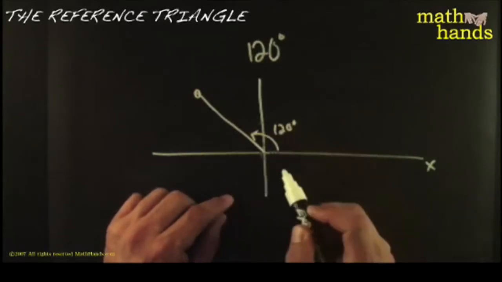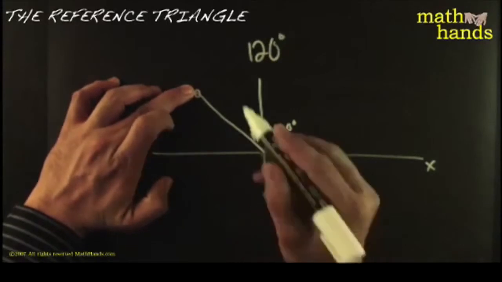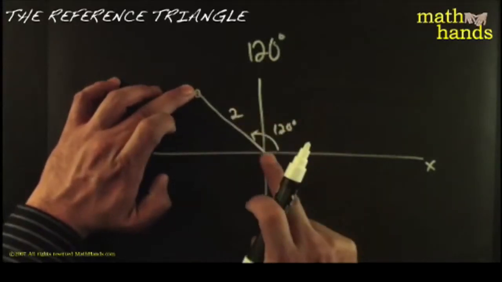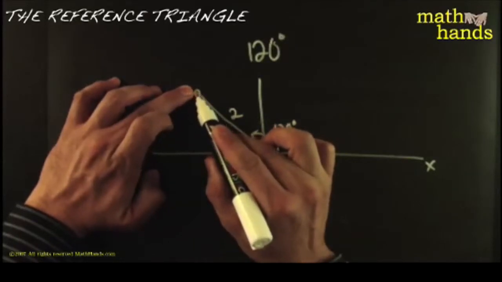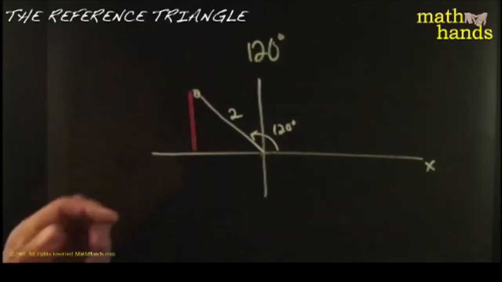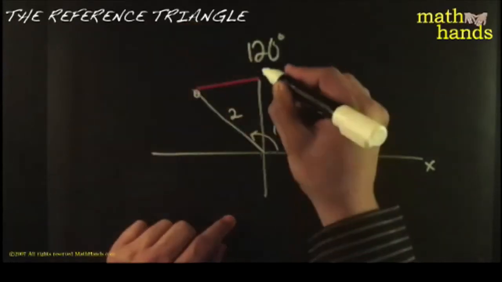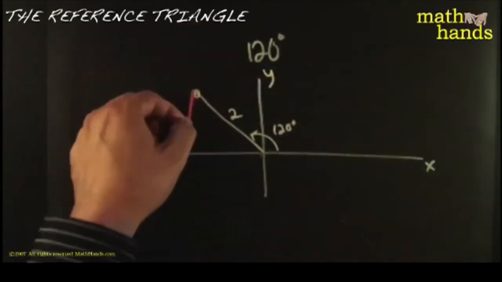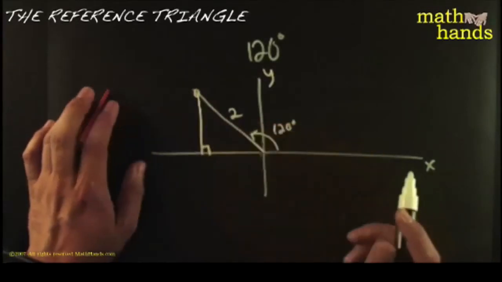120 degrees. And you make this length any length you want. I'll make it length 2. And then from the end, you draw perpendicular to the x-axis. Would that be towards the x-axis like that, or like that? Well, only like this. That's not towards the x-axis, that's the y-axis. Always draw perpendicular to the x-axis.